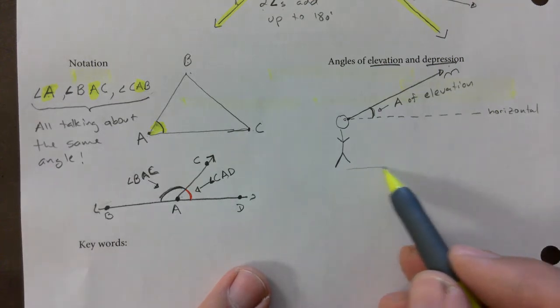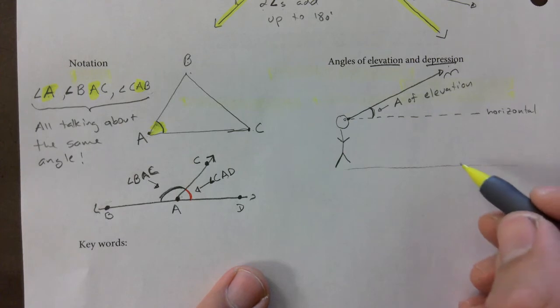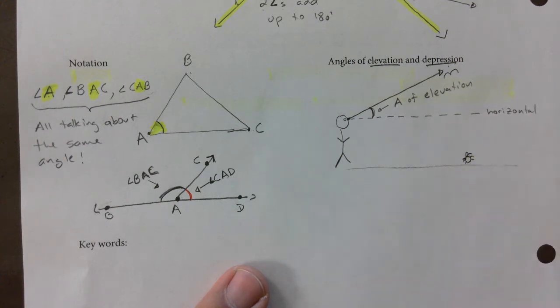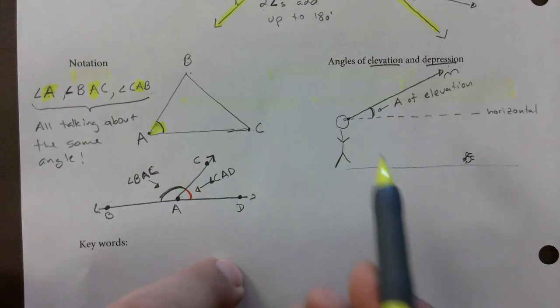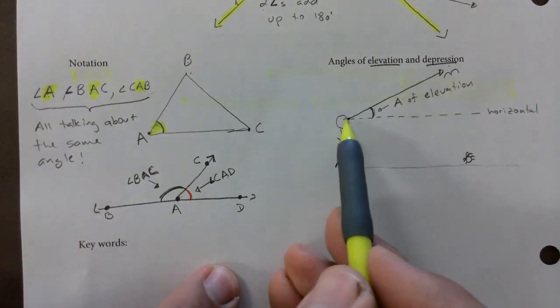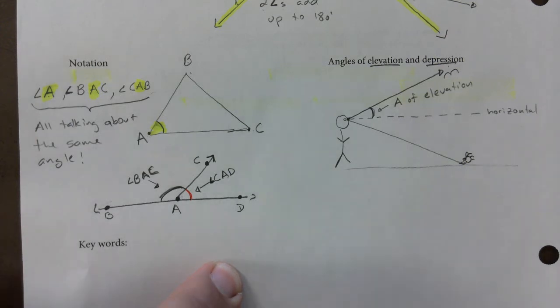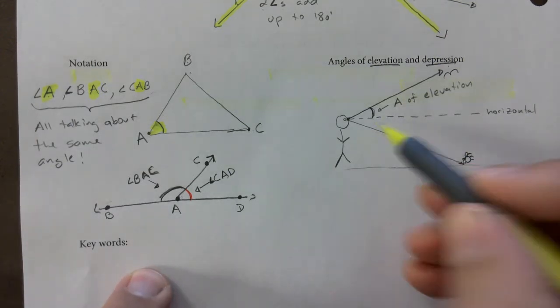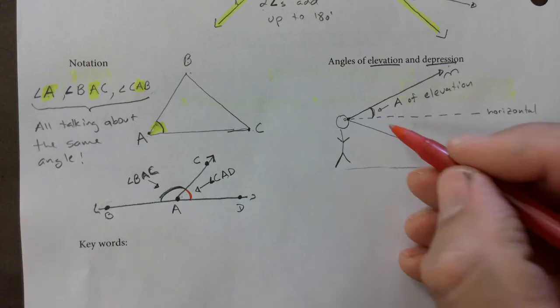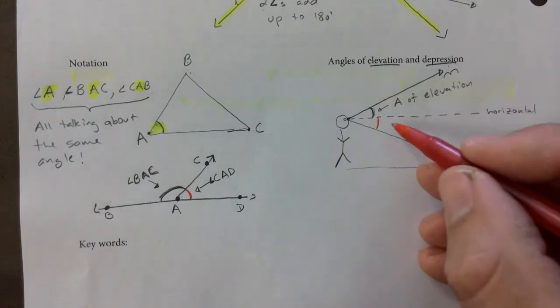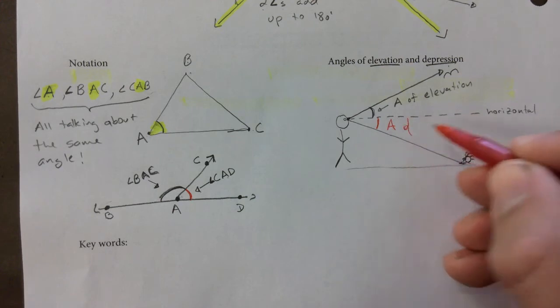So let's pretend the ground is here. If, let's say, there's a bug crawling, right? Right down there. If you look at the horizontal line and you're looking at the bug being right on the ground, that angle right there between the horizontal and the line of sight going down is the angle of depression.